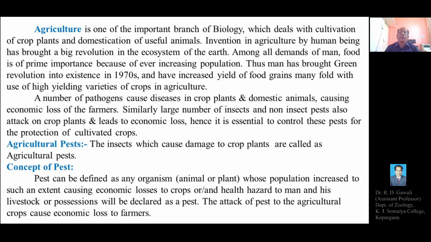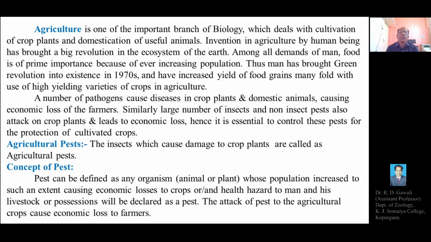Invention in agriculture by human beings has brought a big revolution in the ecosystem of the earth. Among all demands or needs of man, food is of prime importance because of the ever-increasing human population. And thus, man brought the green revolution into existence in the 1970s and increased the yield of food grains manifold with the use of high-yielding varieties of crops in agriculture.